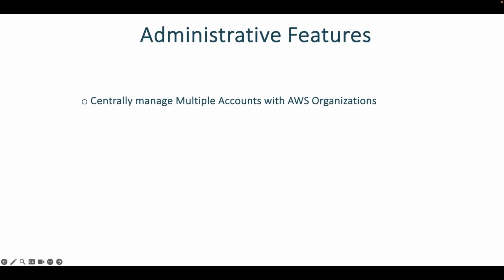For example, a company with production, staging, and development accounts can view and manage all the vulnerabilities from one single dashboard. The next one is continuously scan for vulnerabilities and network exposures. So what it exactly means is Amazon Inspector automatically scans resources like EC2 instances, container images, and Lambda functions for vulnerabilities. It also checks for network misconfigurations that could expose resources to external attacks.